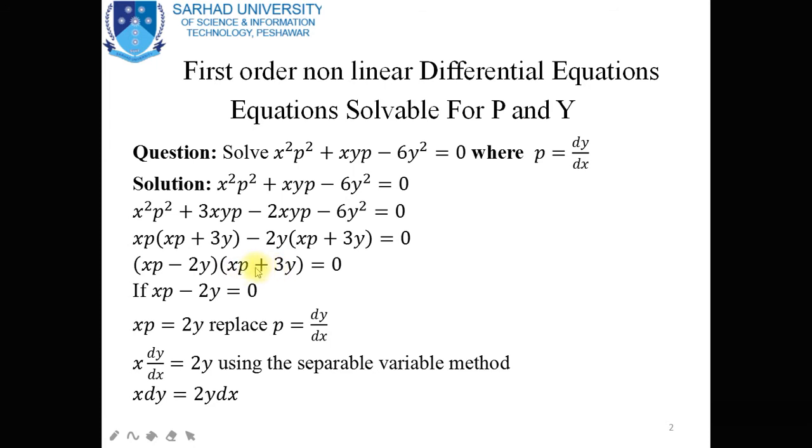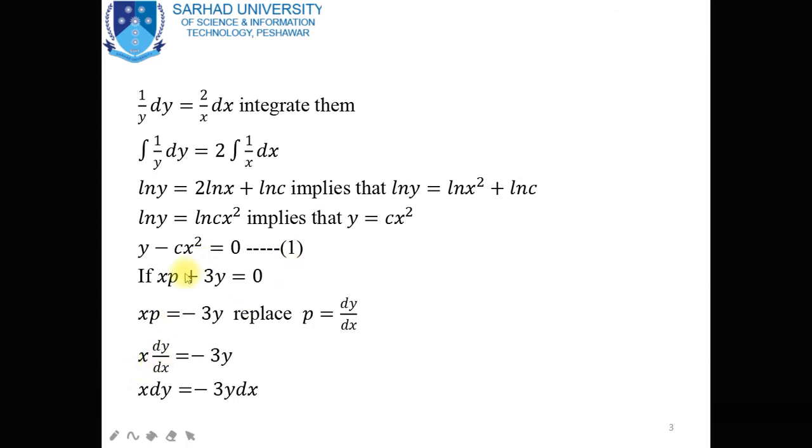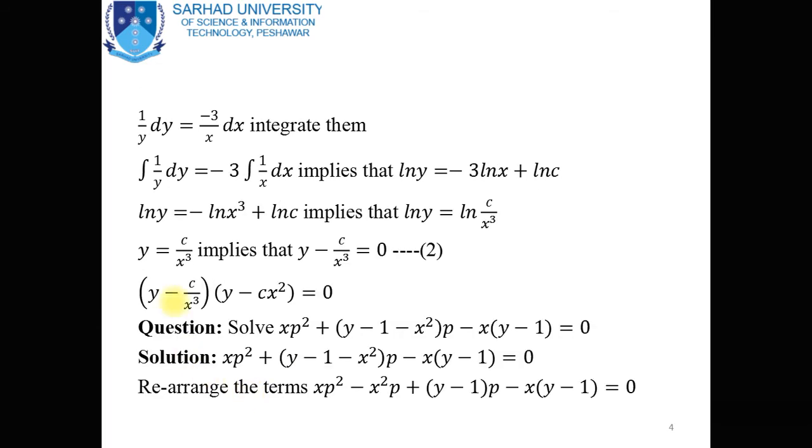Now again, to solve the second factor, xp plus 3y is equal to 0, which means xp is equal to minus 3y. Now replace p by dy by dx, so x into dy by dx is equal to minus 3y. This is again a first order differential equation, so we can solve it by separation of variables. We can write x into dy is equal to minus 3y into dx, and this can be written as 1 over y dy is equal to minus 3 by x dx. Now separation of variables is possible.